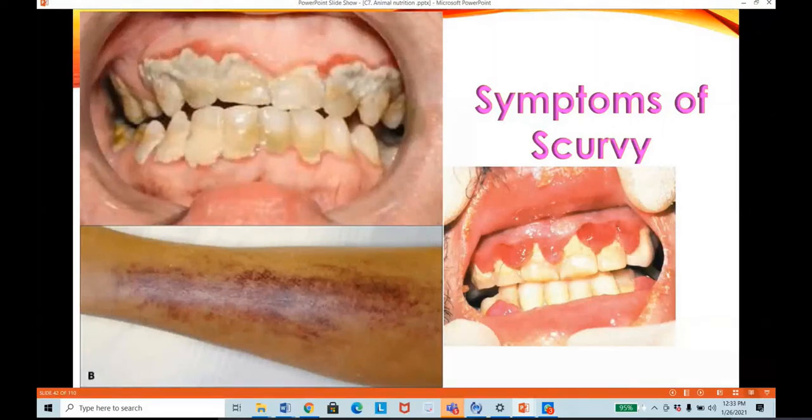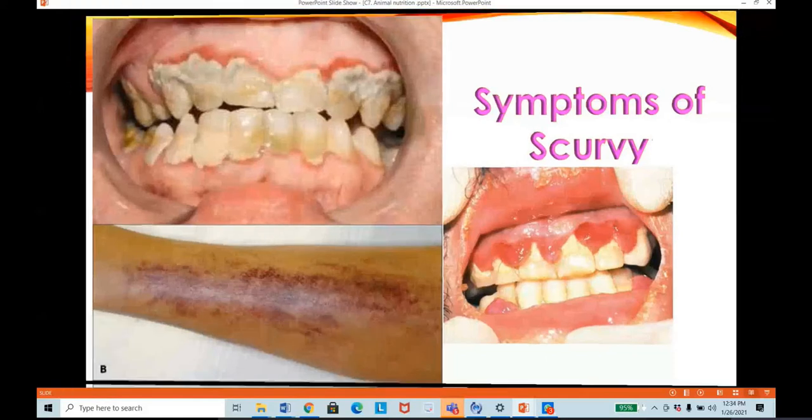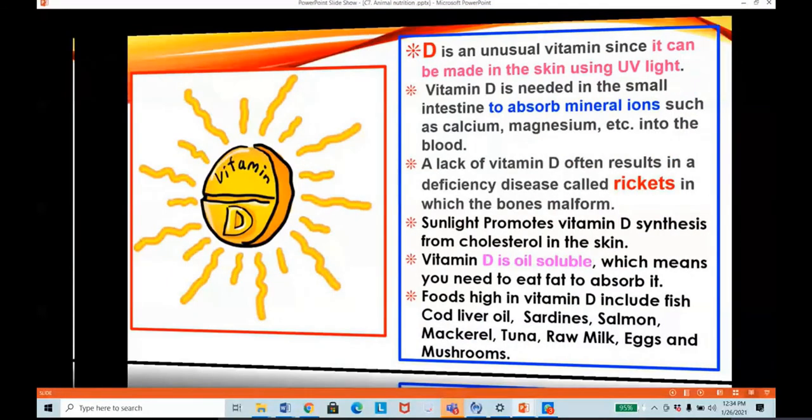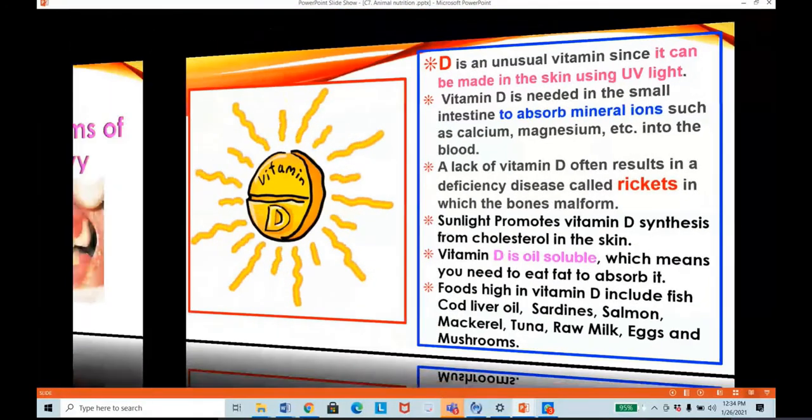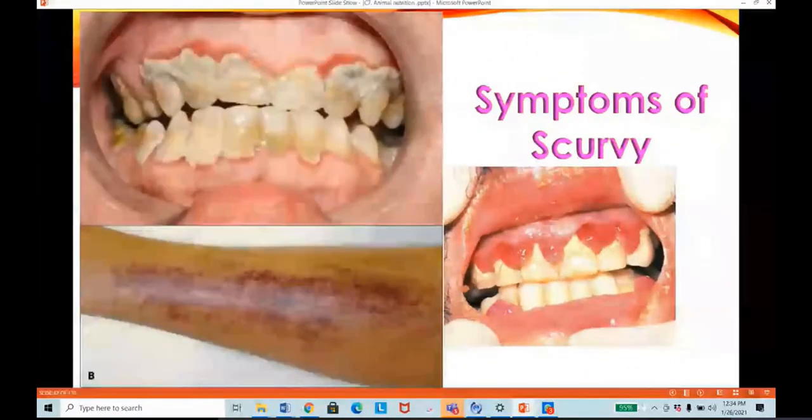But people who lack fresh fruits and vegetables due to some reason, like in olden days, people used to travel from one country to another on boats or ships. They used to go on long sea voyages for months together. They used to be in the oceans or seas, wherein fresh fruits and vegetables are not available. So such people used to develop a deficiency of vitamin C because fresh fruits and vegetables were not available.